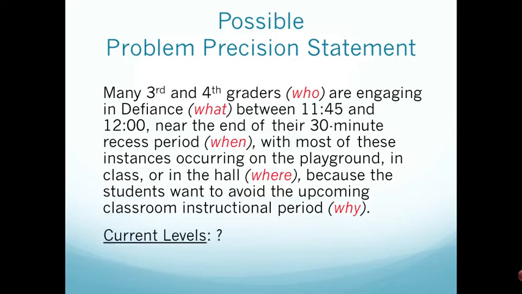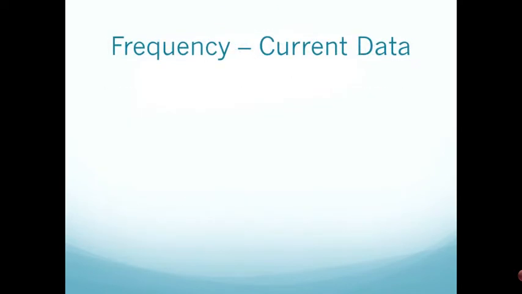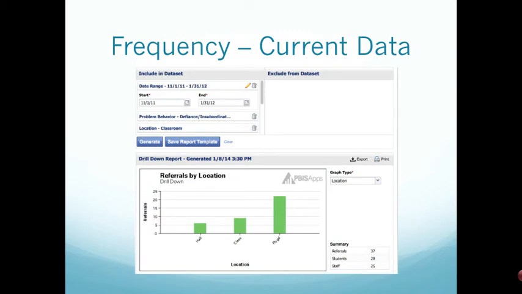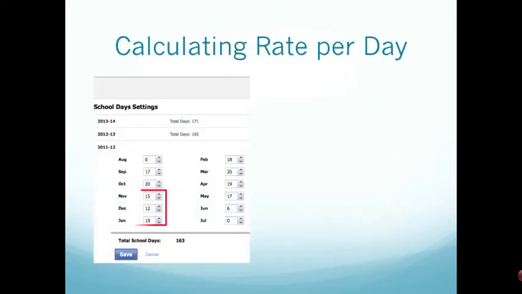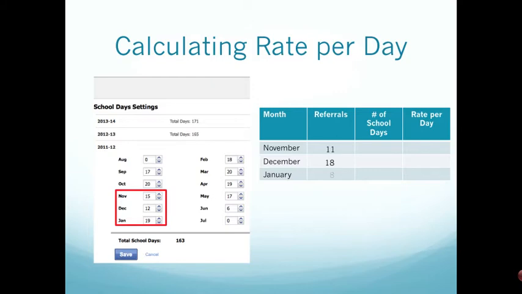Now, another thing we might want to establish is, what are our current levels? How frequently are these behaviors being recorded? One way that we can do this is by going back into our SWIS data set, and we can put a framework of just looking at data for a 1 month time period. We know that over a 3-month time period, we saw 37 referrals for our precisely defined behaviors. We can go back now and we want to calculate a rate per day. So we need to know how many school days there were in each of these months, and then put in the number of referrals that we have for each of these days. We then can calculate a rate per day.